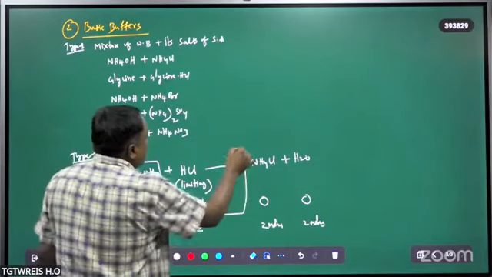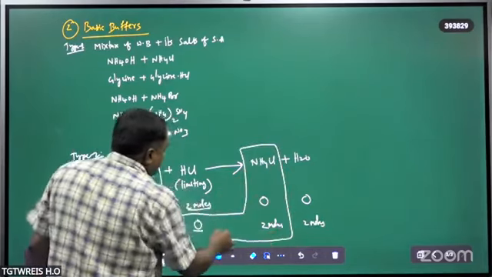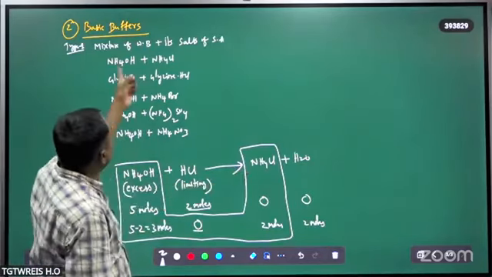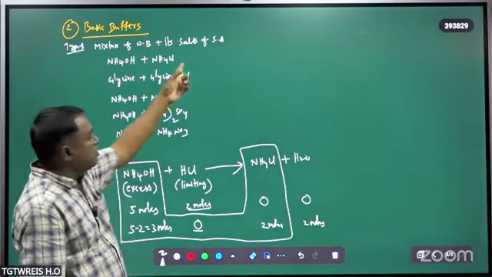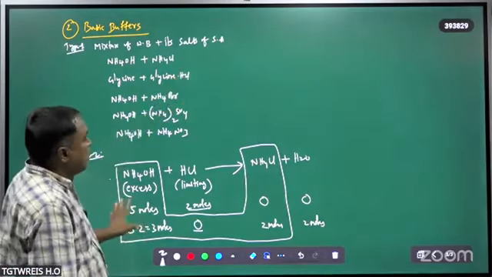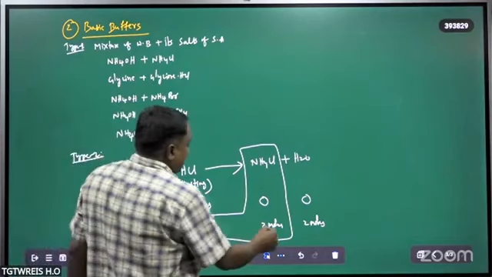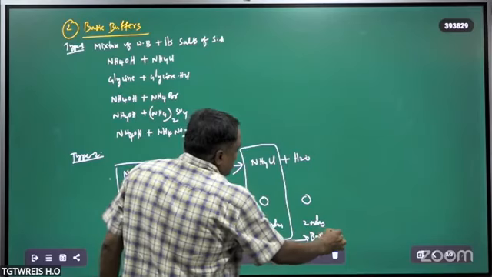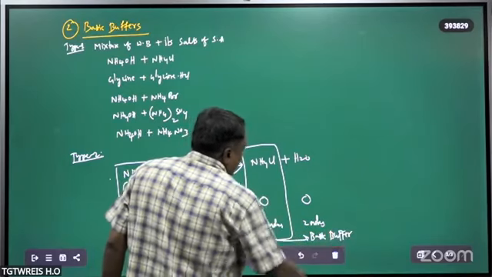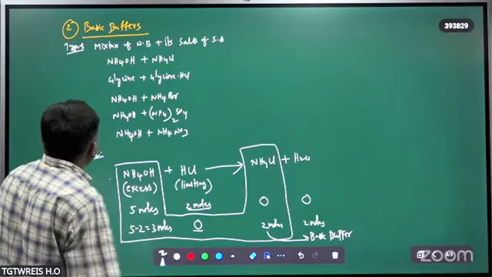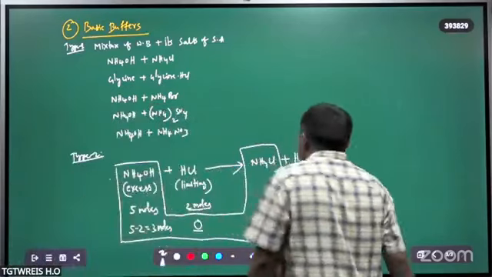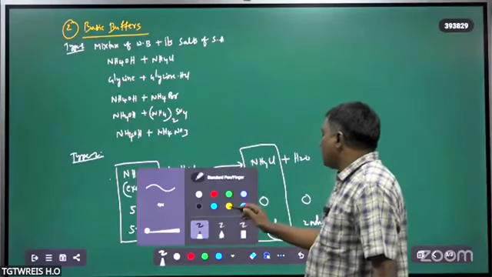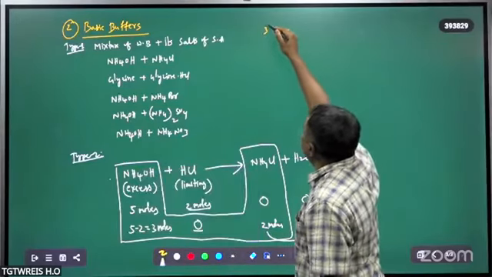Now this totally is acting as one basic buffer. So ammonium hydroxide and ammonium chloride, this is the ammonium hydroxide, ammonium chloride combination. So this is acting as the basic buffer solution. This is the second type of buffer solutions, these are basic buffers.